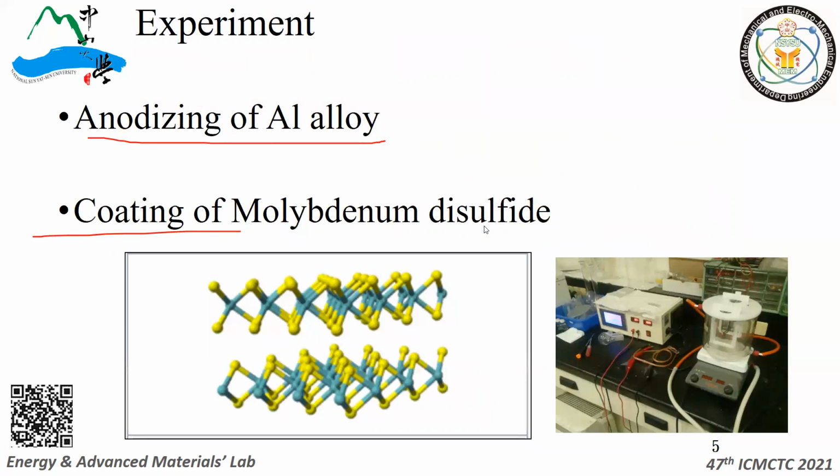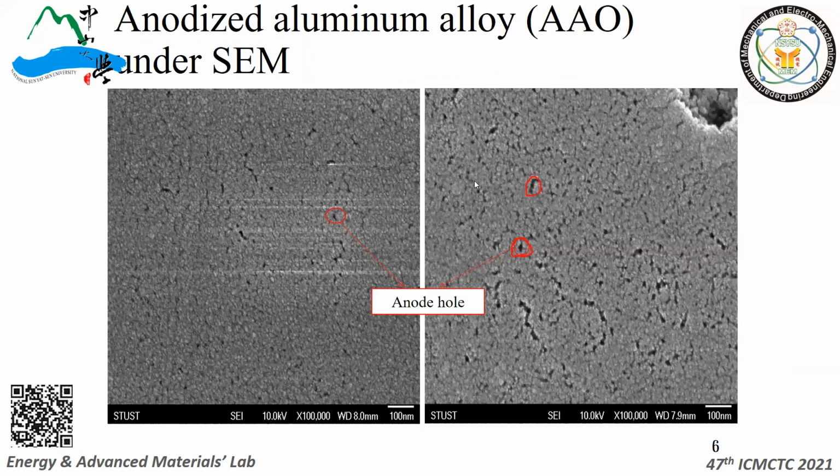There are two main processes of my research. The first is the anodizing of aluminum alloy, and the second one is MoS2 coating. We can see that after anodizing aluminum alloy, nanopores form, whose diameter is about 20 nanometers.